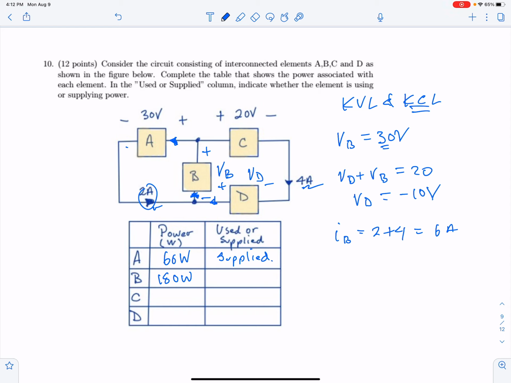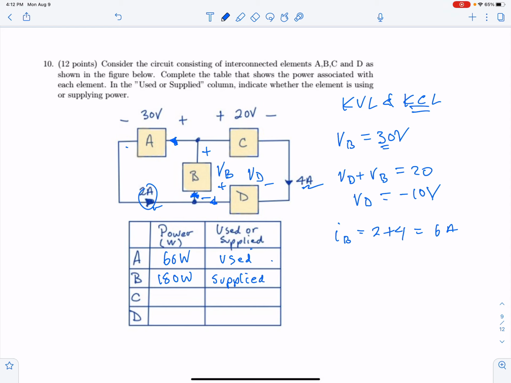Oh, I said this one backwards. This one, A, is a passive sign convention, so it'd be 60 watts used. This one, B, is the active convention. This would be 180 watts supplied. So sorry about that mistake.